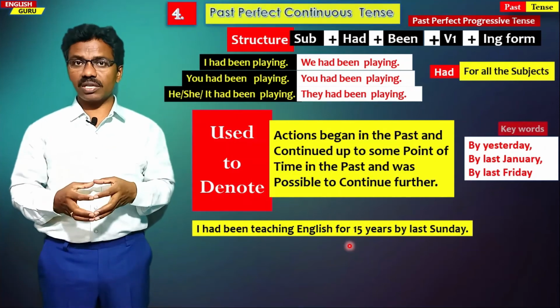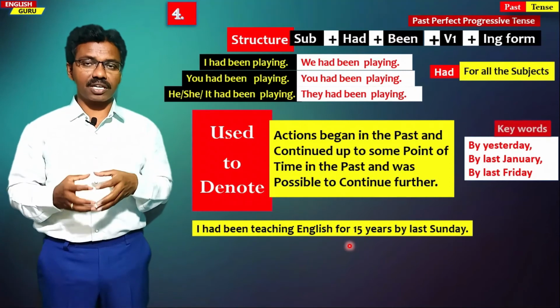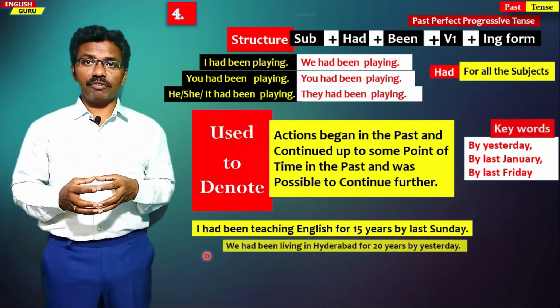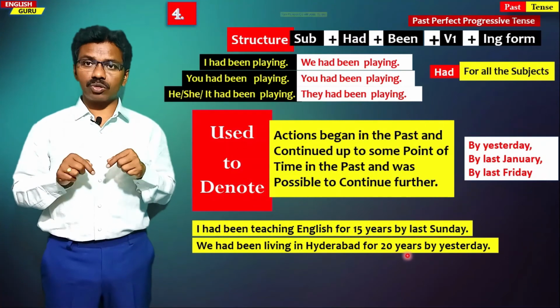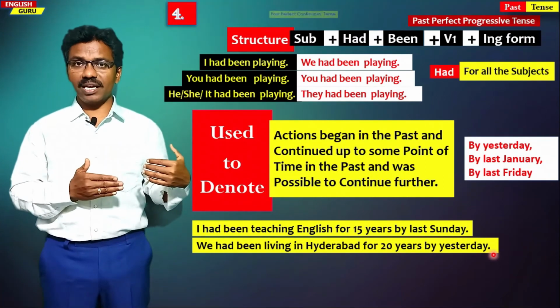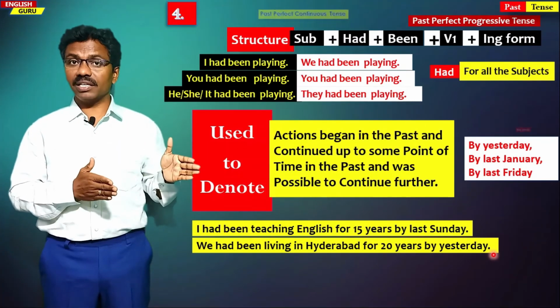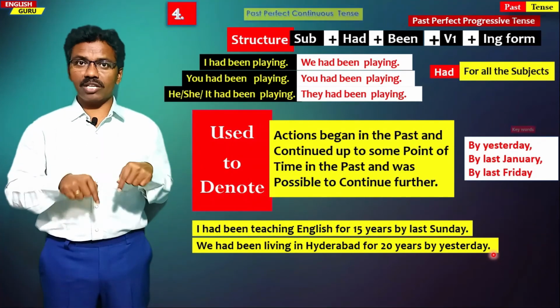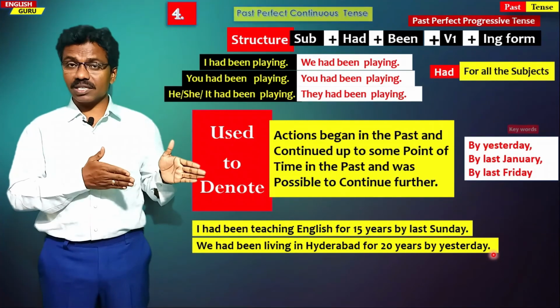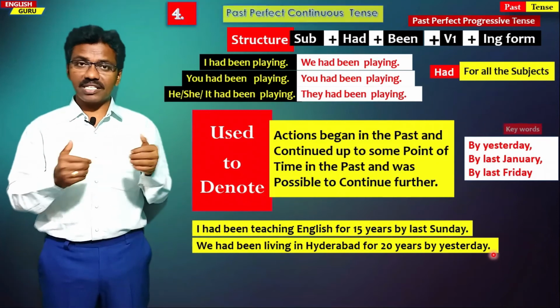And that is the situation for which we have to use past perfect continuous tense. And the next sentence, we had been living in Hyderabad for 20 years by yesterday. By yesterday, we completed living 20 years in Hyderabad. Today also we are living, but by yesterday, 20 years completed. And that is the situation.